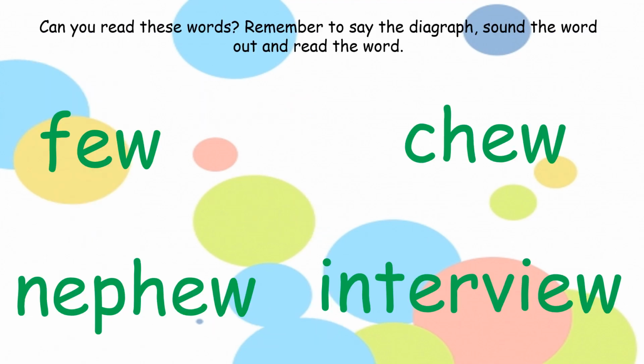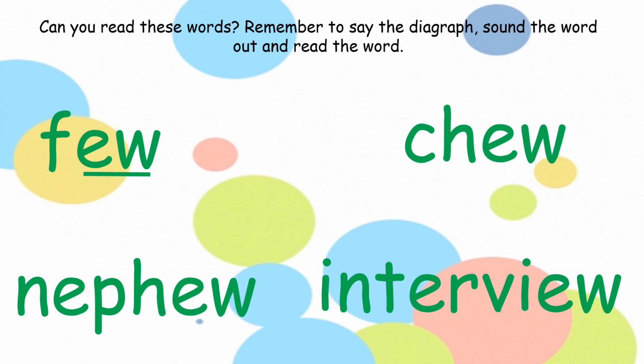Now we are looking at another way to say the oo sound. Have a look at the first word. Can you spot the oo sound in that word? There we are. We have our EW, which again makes the sound oo. Use your sounds. F, oo, few. Like I have a few sweets in my pocket.